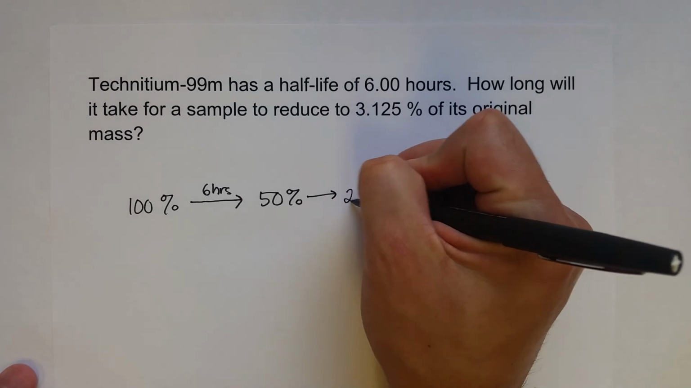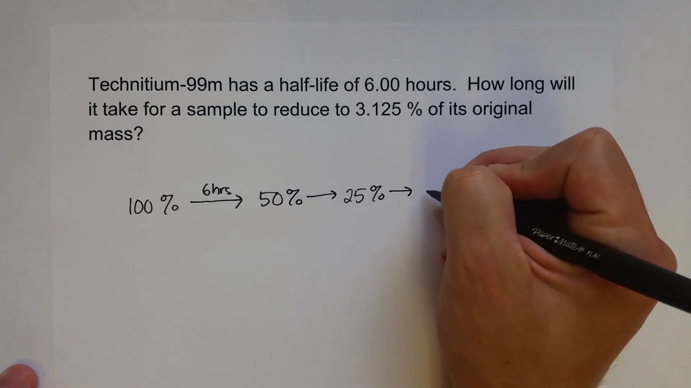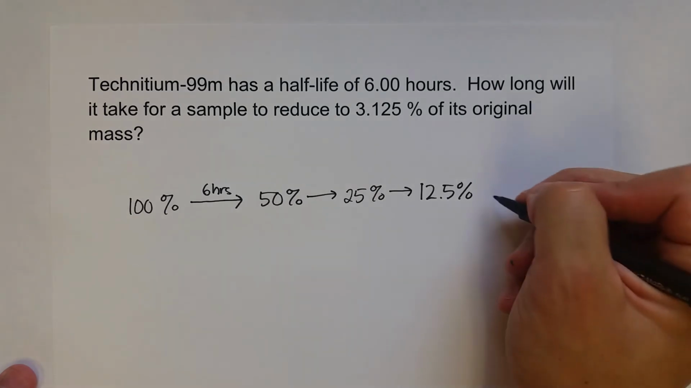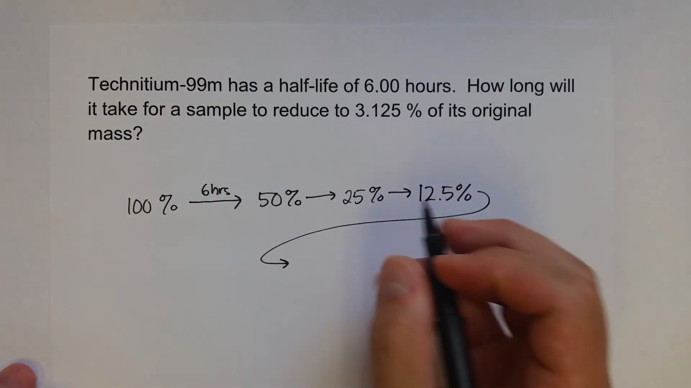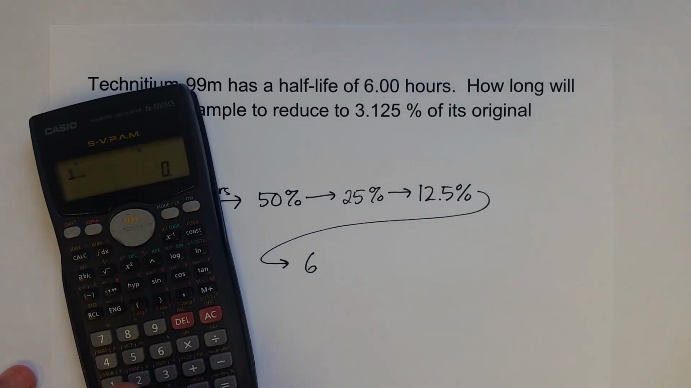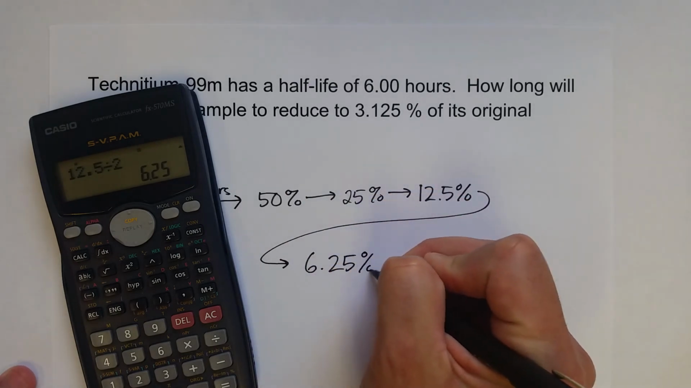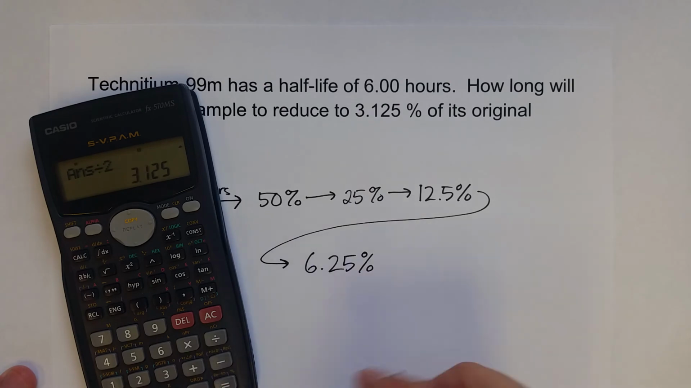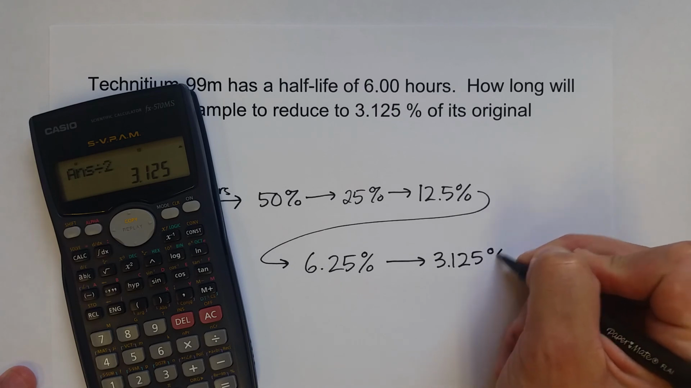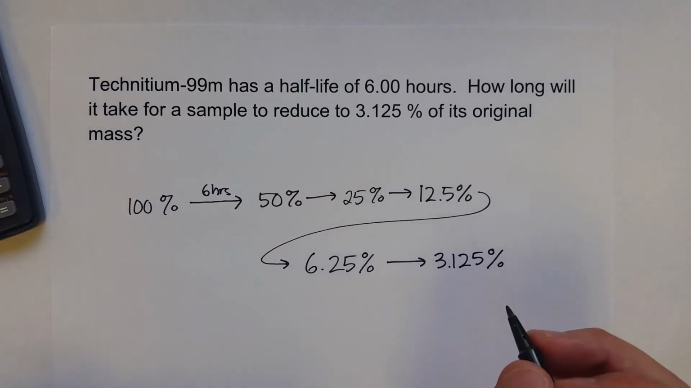So another half-life would give us 25%. The third half-life would give us 12.5%. The next half-life would give us 12.5 divided by 2, 6.25%. Do that one more time, and we can see that that many half-lives have gotten us to 3.125.